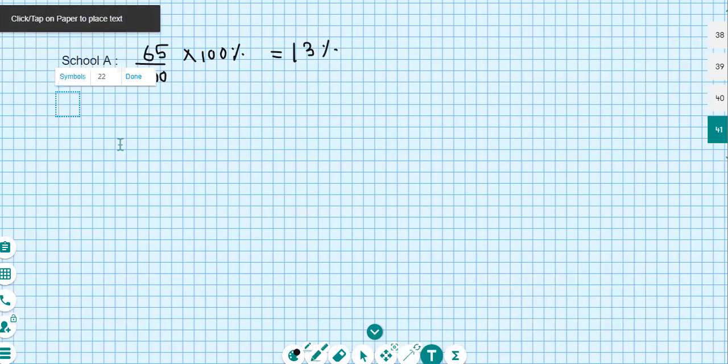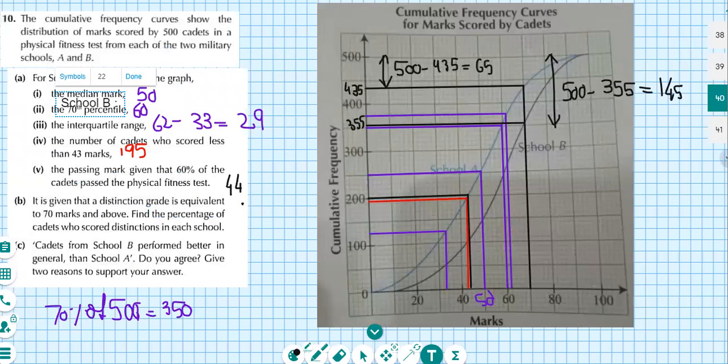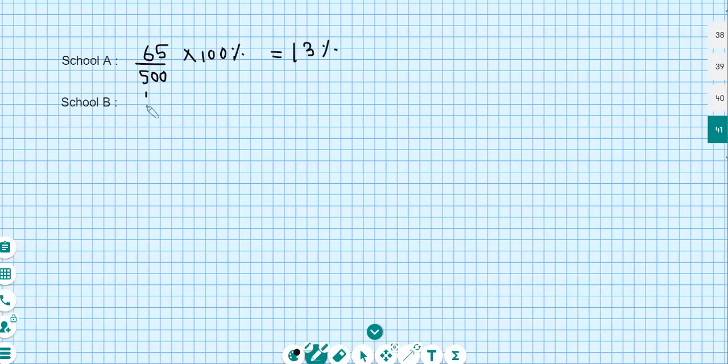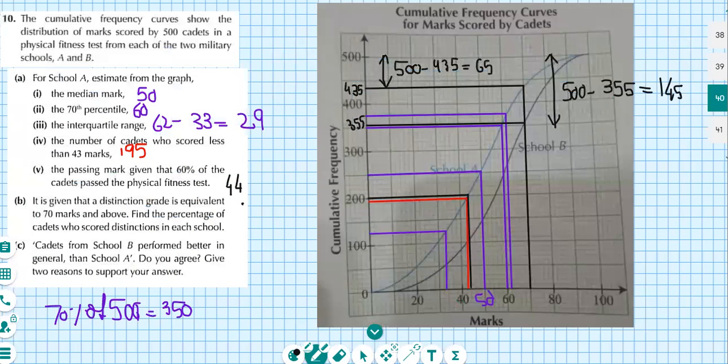For school B, students are 145. So 145 over 500, total number of students, multiplied by 100%. So it will be 29%. So this was part B.